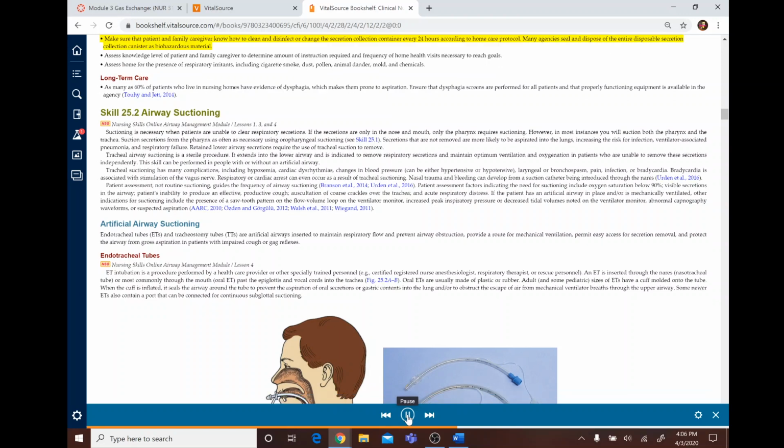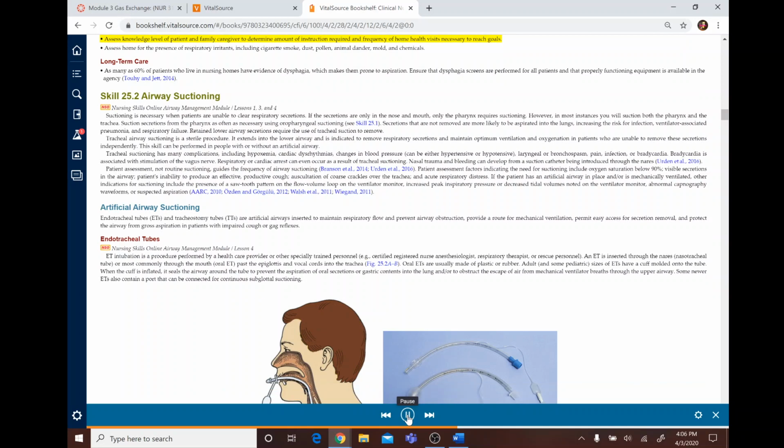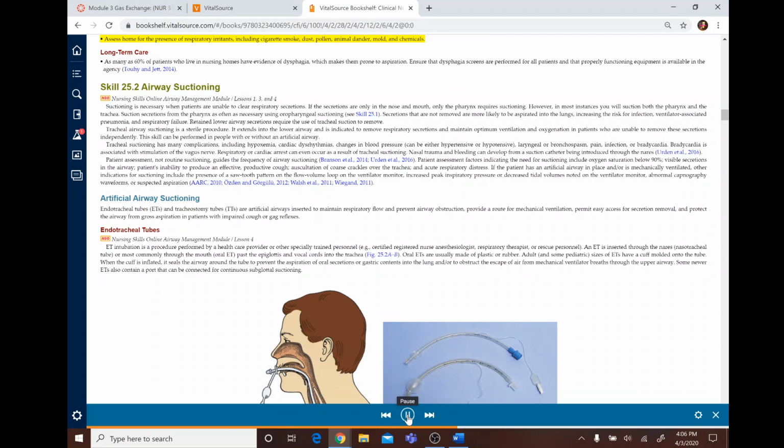Home care. Make sure that patient and family caregiver know how to clean and disinfect or change the secretion collection container every 24 hours according to home care protocol. Many agencies seal and dispose of the entire disposable secretion collection canister as biohazardous material. Assess knowledge level of patient and family caregiver to determine amount of instruction required and frequency of home health visits necessary to reach goals.